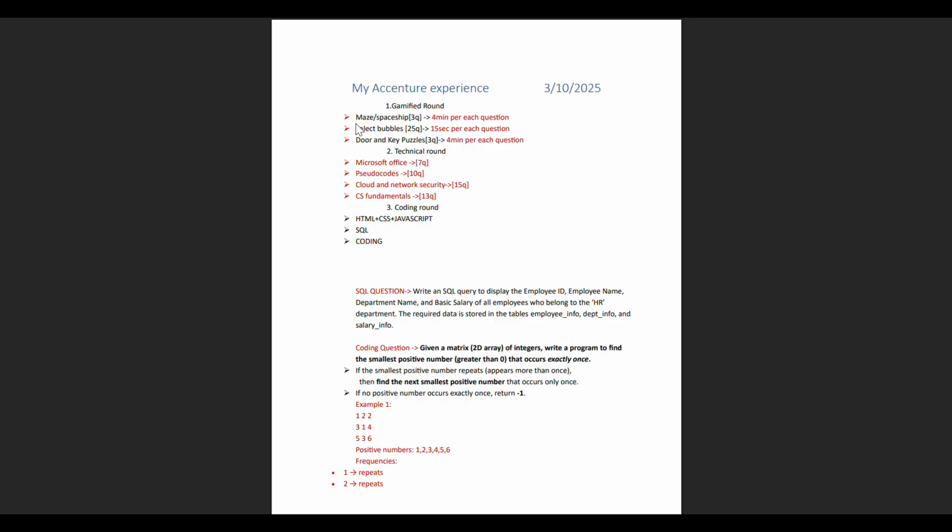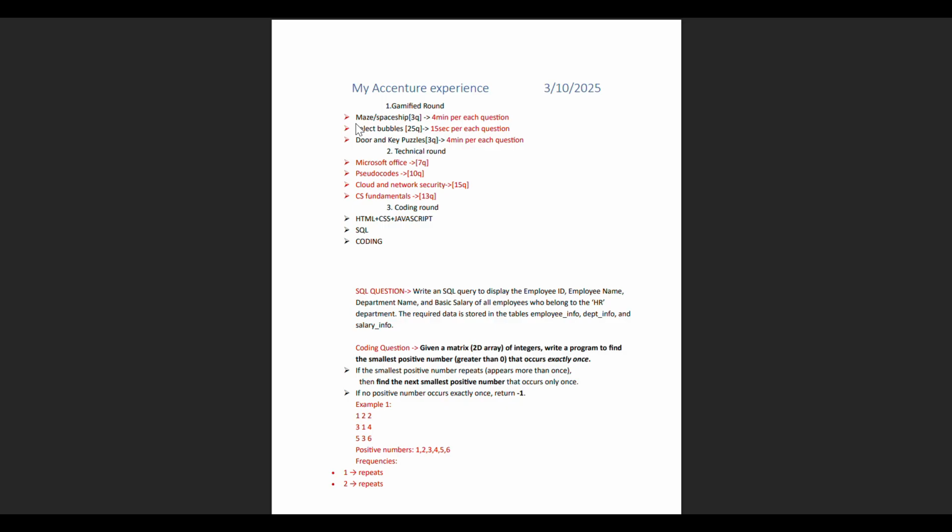Okay. Coming to the next subsection of the gamified round, it is door and key puzzles. Here also you will get three questions, and each question has 4 minutes. This also increases the difficulty level from one question to another. Here you need to collect a key and you have to reach the door every time. If you fail to reach it, it will start again from scratch from that question itself. Okay, this is all about the gamified round.